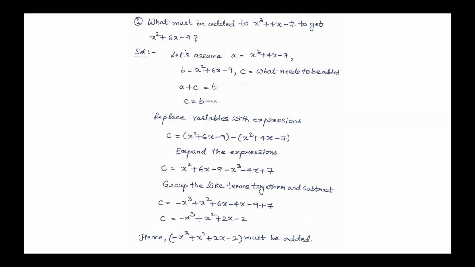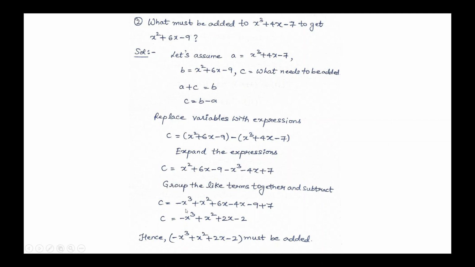Now let's replace our assumptions with expressions and arrange them using horizontal method. So c is equal to x squared plus 6x minus 9 minus x cubed plus 4x minus 7. Let's expand the expressions. C is equal to x squared plus 6x minus 9 minus x cubed minus 4x plus 7. Group the like terms together and then subtract.